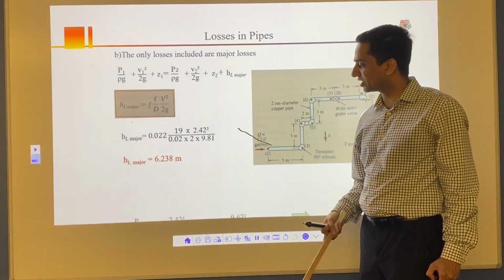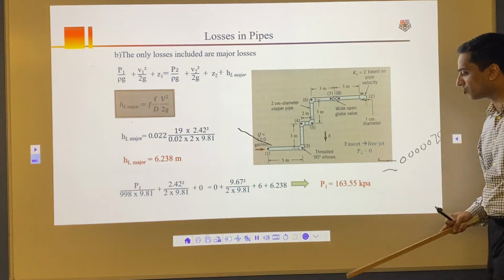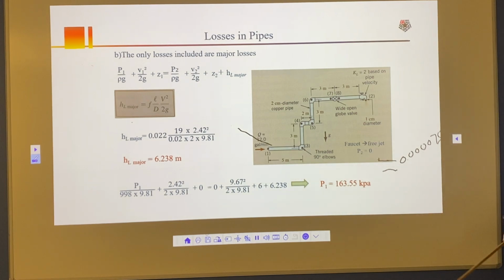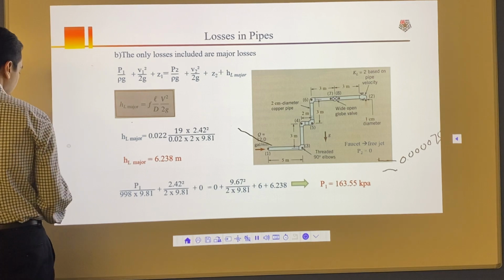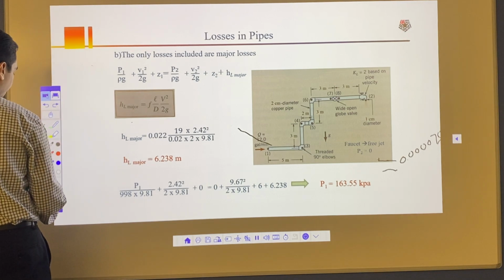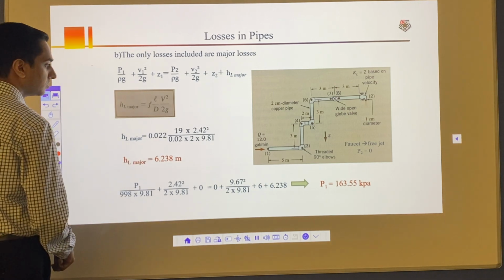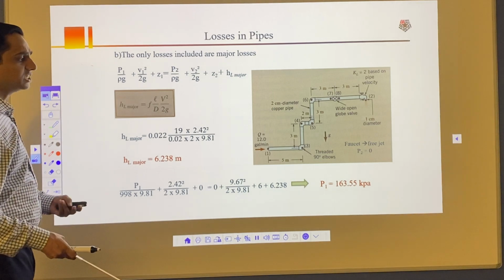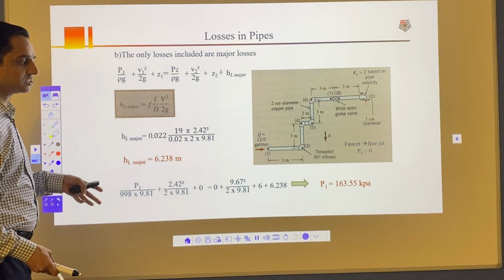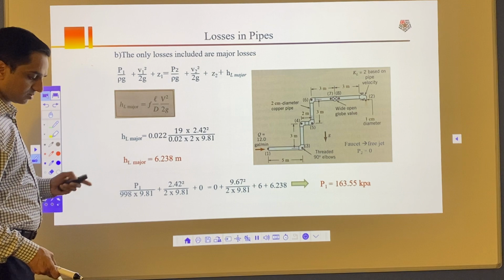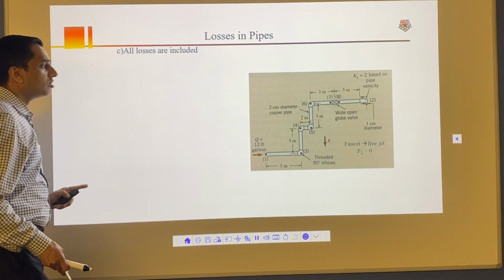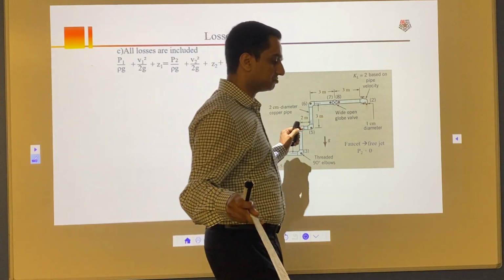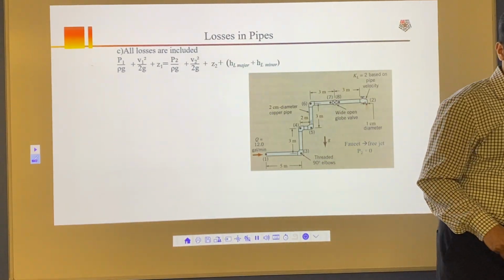Once you have P1, you can write it down. P1 you will get around 163.55 kilopascal, or 163,000 pascal. So initially you got 102,000, now it's 163,000 with friction loss. Now the next part, all losses are included. I'm going to add up all the losses.